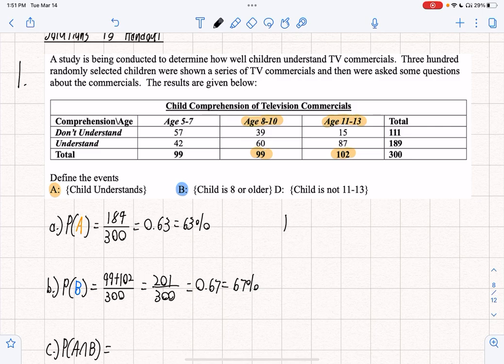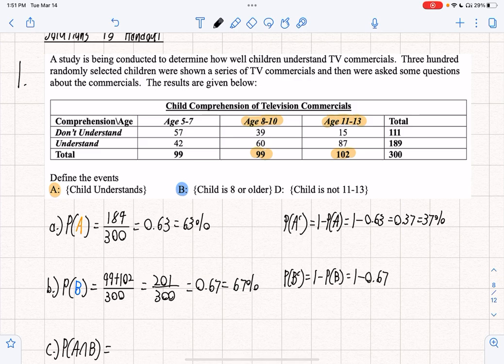Of course, if we wanted, we could also find the probability of A complement, which would be 1 minus the probability of A, or 1 minus 0.63, which would be 0.37, or 37%. Same thing with the probability of B complement: 1 minus the probability of B, which would be 1 minus 0.67, which is 0.33, or 33%.